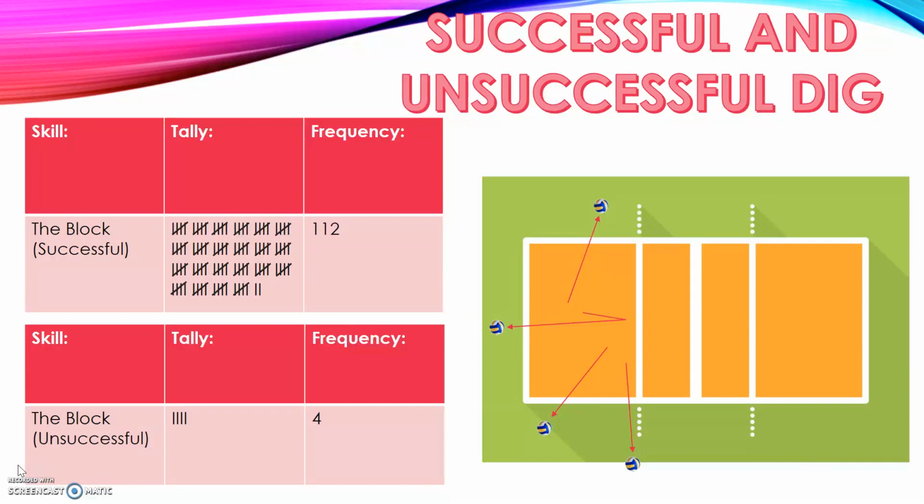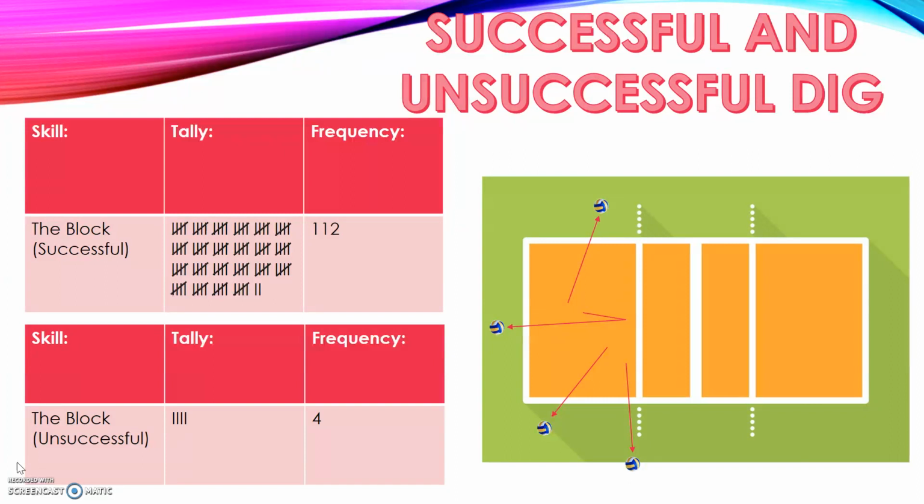So the successfulness and unsuccessfulness of the dig. I have chosen to do this in a tally chart and using a schematic graph. I have written block underneath skill, but I do actually mean the dig. So they had 112 successful digs and 4 unsuccessful digs. This means that the team only gave away 4 points by not passing the ball to their teammates.